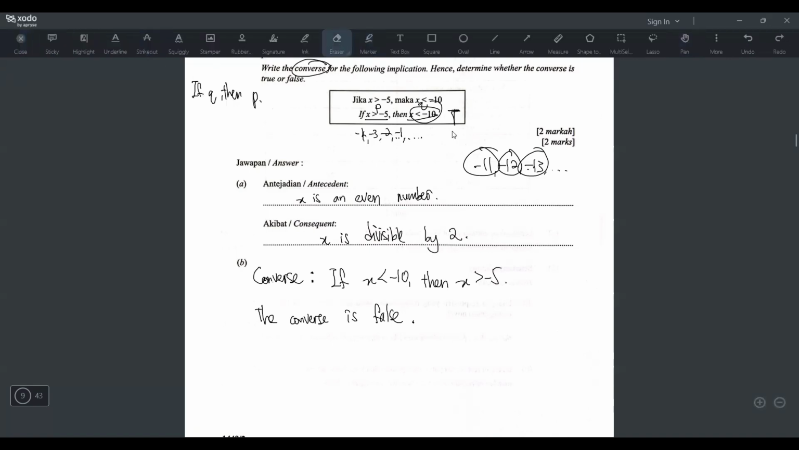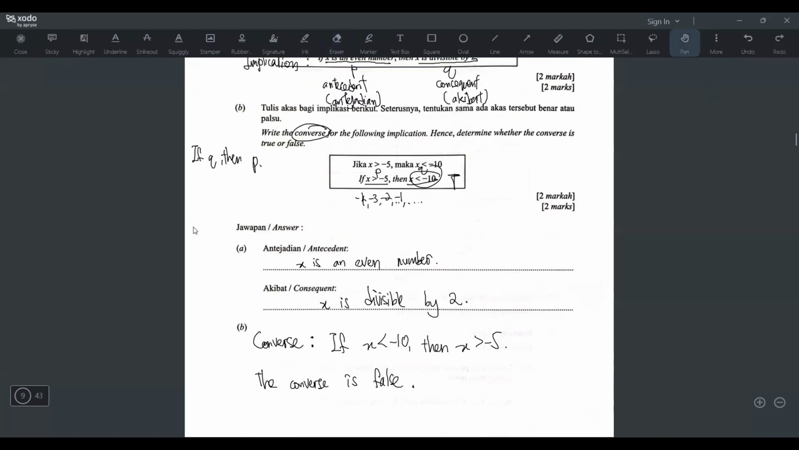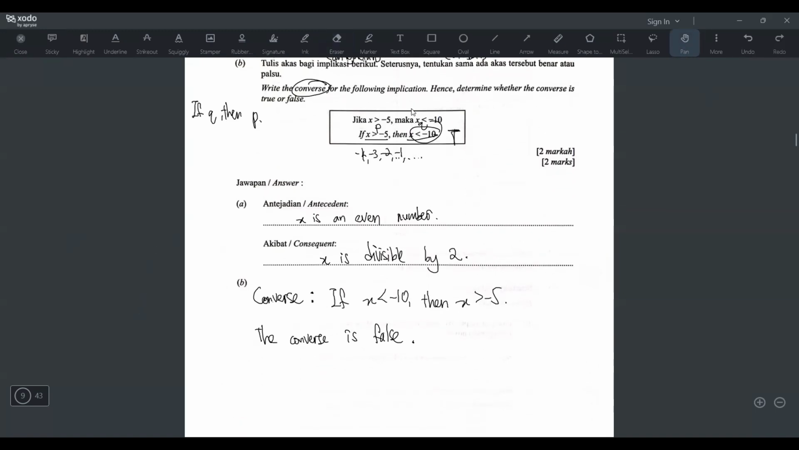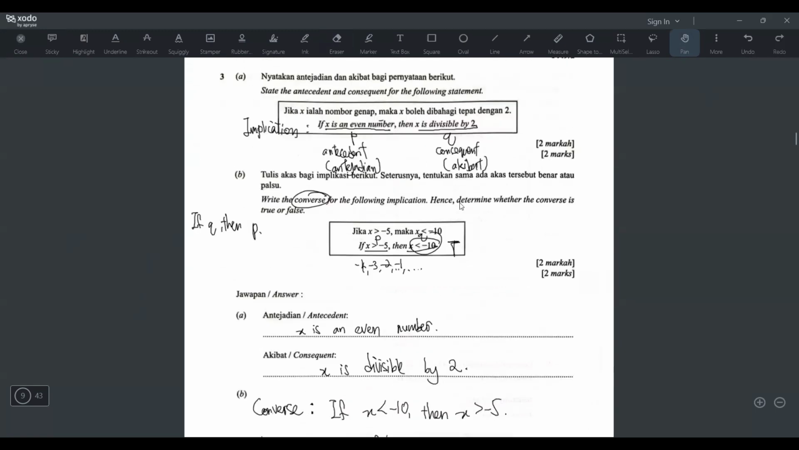But I do want you to know that whenever you do converse, sometimes the original statement is true, and after you do converse, it still stays true. Ada juga case yang macam tu tau. It means the original implication is true, but when you do converse, it's still true. And then sometimes the implication is true, but when you do converse, it becomes false. So sometimes ada juga case yang macam tu. So it means you have to double check. You cannot just apa suka hati guess lah. You have to read and understand what the implication says. Alright, so that's all.